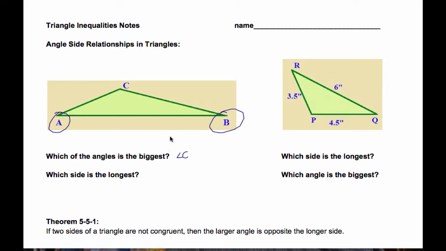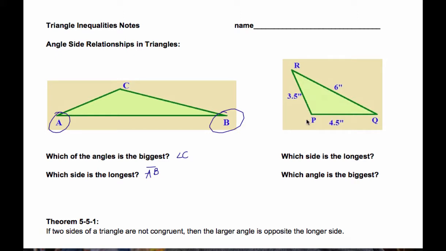Here's a little bit trickier of a question. Which side is the longest? Okay, this one's a little short, but then this one's kind of medium. If you're looking at that, we're going to say side AB is the longest. Now, before we make any conclusions, let's look at the second example.